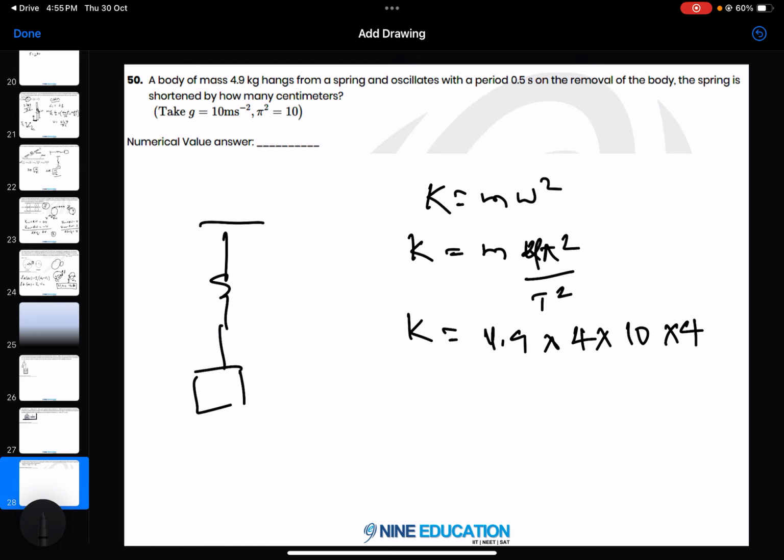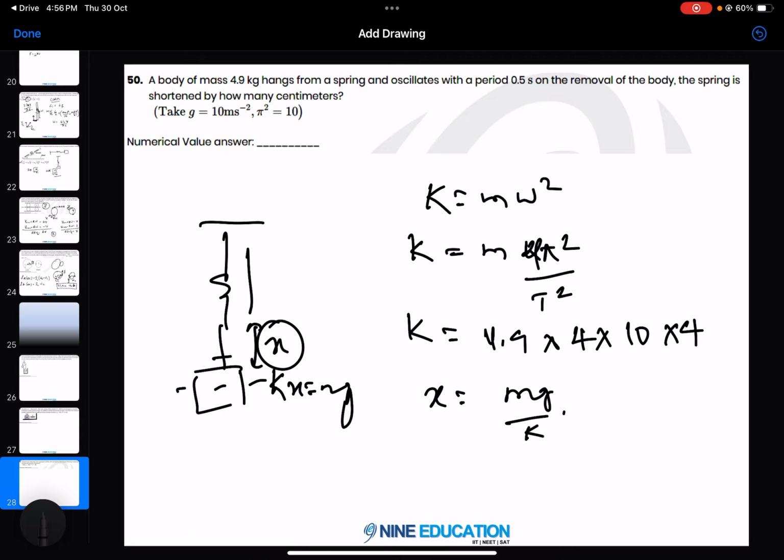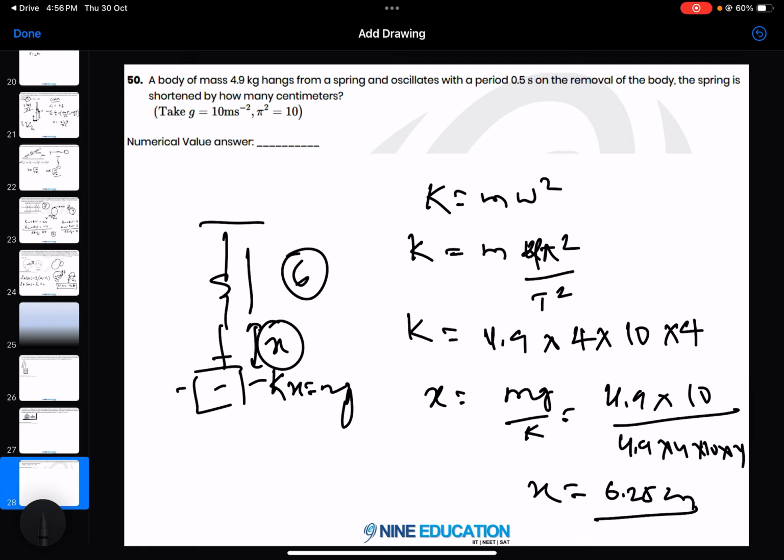See now, when you hang this and it is oscillating, at the mean position kx equals mg, and when you remove the block it will go back to its natural length, so it will compress by this x. So x is mg by k. M is given as 4.9, g is 10, k is 4.9 into 4 into 10 into 4. On simplifying, we get the value as 6.25 centimeter, which can be approximated to 6.